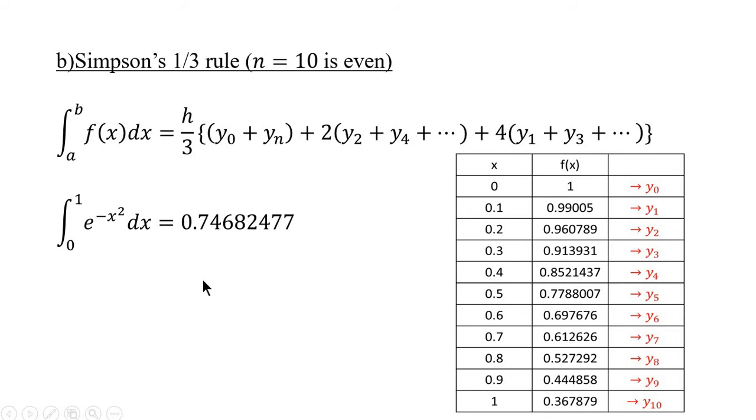Now out of these two methods, trapezoidal rule and Simpson's one-third rule, Simpson's one-third rule is the preferred one because it will minimize the error with the actual answer as compared to the trapezoidal rule.